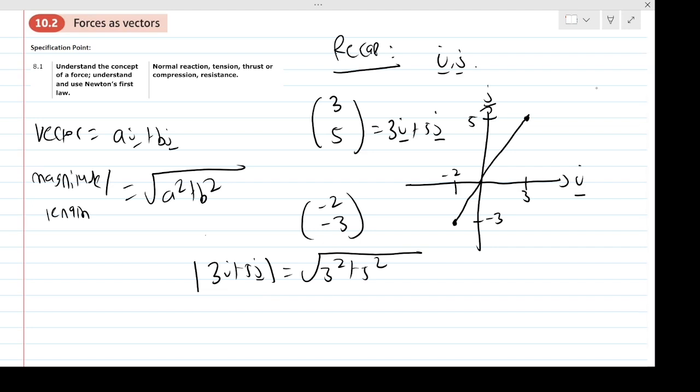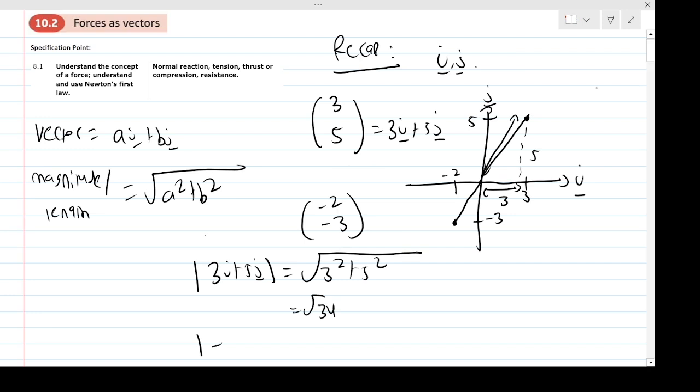root 34, okay? That tells me the length of this vector, so the vector 3i and 5j here, this whole line has a length of root 34. That just comes from Pythagoras, right? If I then say that's 5 up and 3 across, hopefully you can see that the hypotenuse here is root 34.